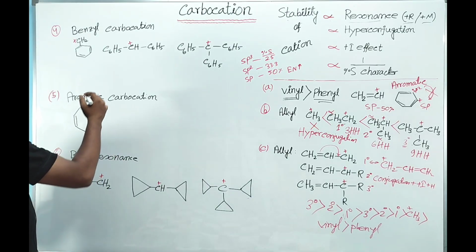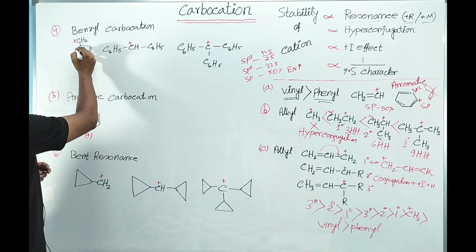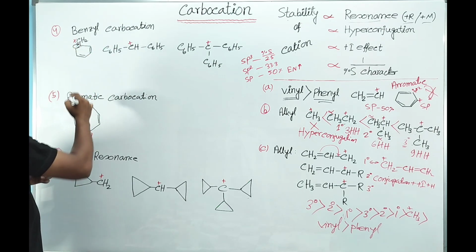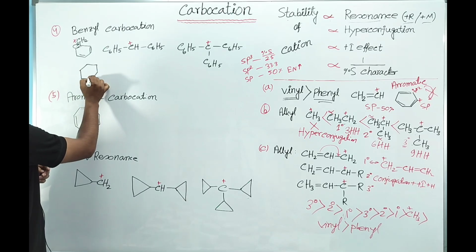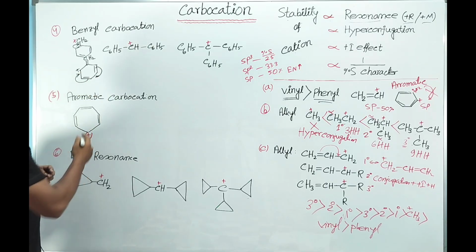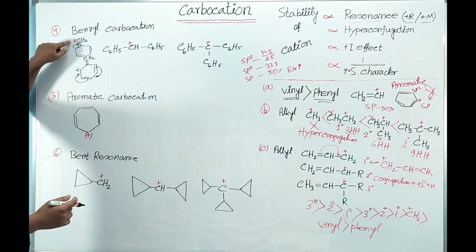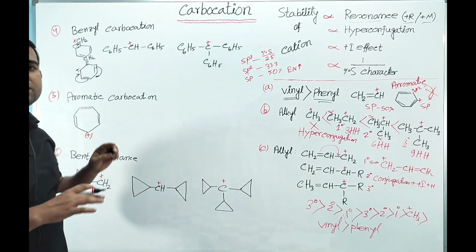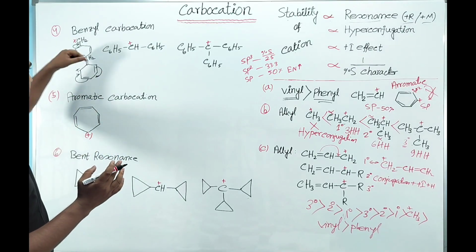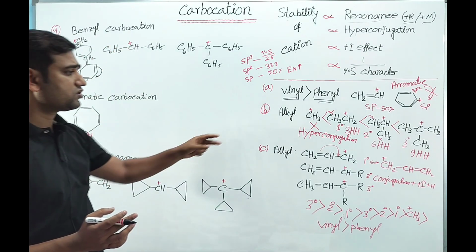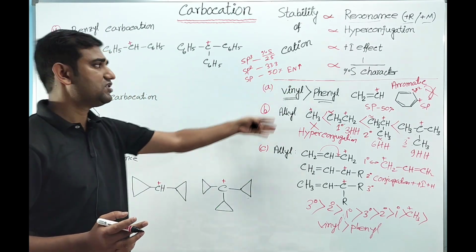So benzyl carbocation is stabilized by resonance. Resonance means plus R effect. See, that CH2 group pulls the electron from the benzene ring and forms like that CH2, and this is carbocation, and like that then again this will come here. So the carbocation is stabilized by resonance, and that positive charge is dispersed throughout the ring. That's why benzyl carbocation is more stable than this type of carbocation.